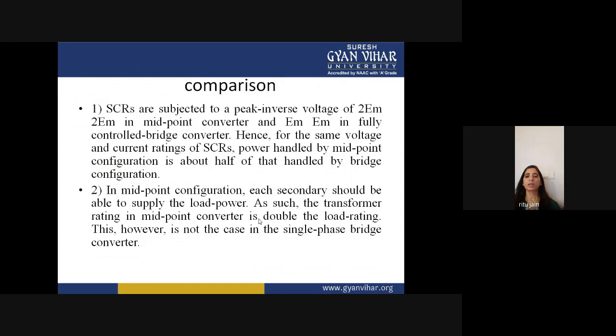Okay. Next, in the midpoint configuration, each secondary should be able to supply the load power. As such, the transformer rating in the midpoint converter is double the load rating. So it is not so in the case of the single phase bridge converter. The single phase bridge converter we will discuss in the next lecture. So now I want to summarize this lecture.